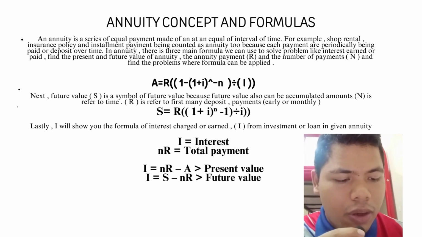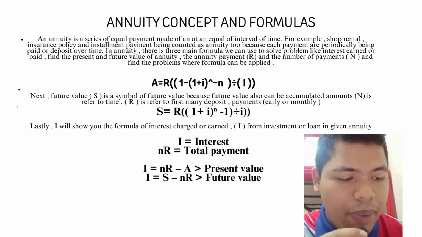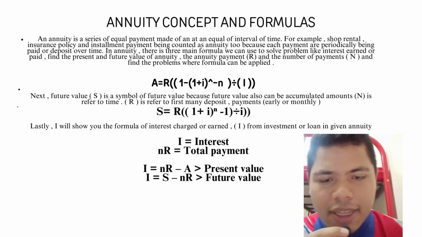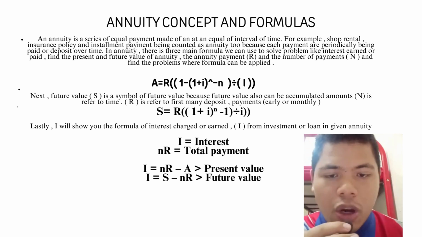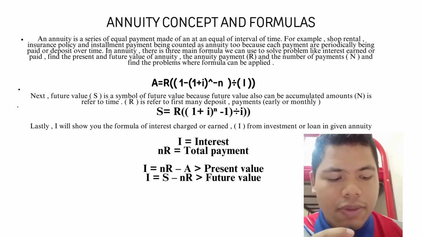A is for present value, R is for annuity payment, and n is from m times t. T means years, while m means compounds. Next, let's see future value.